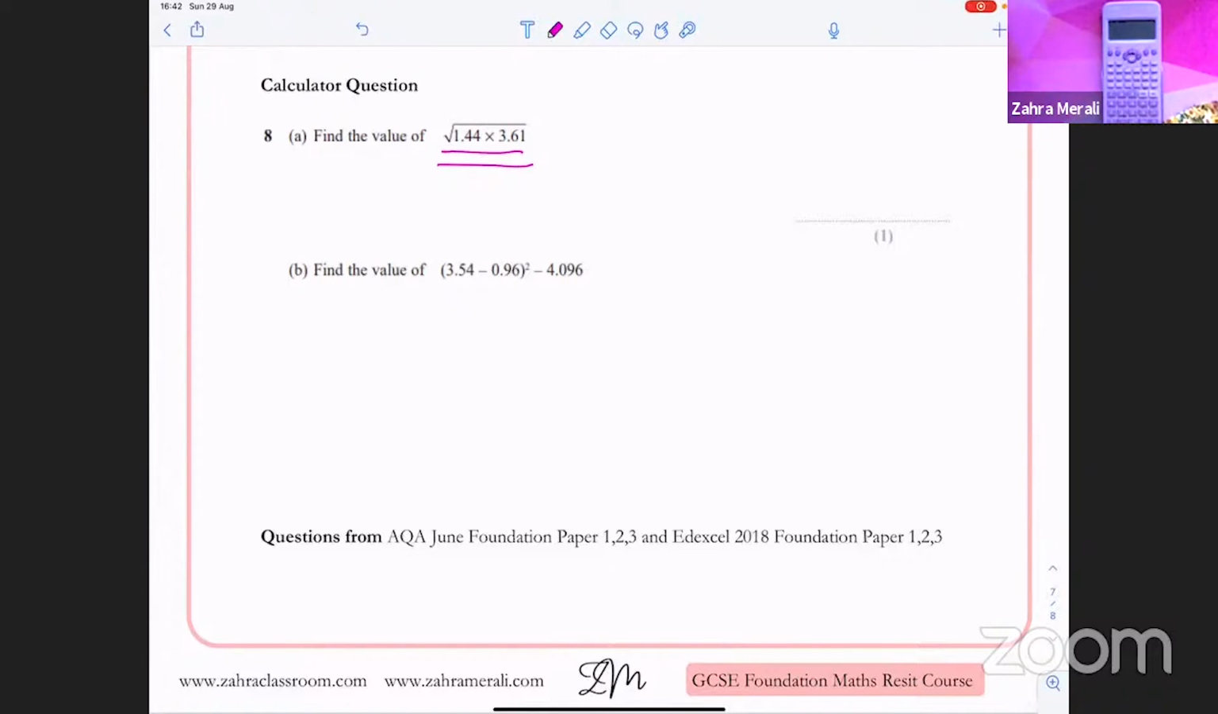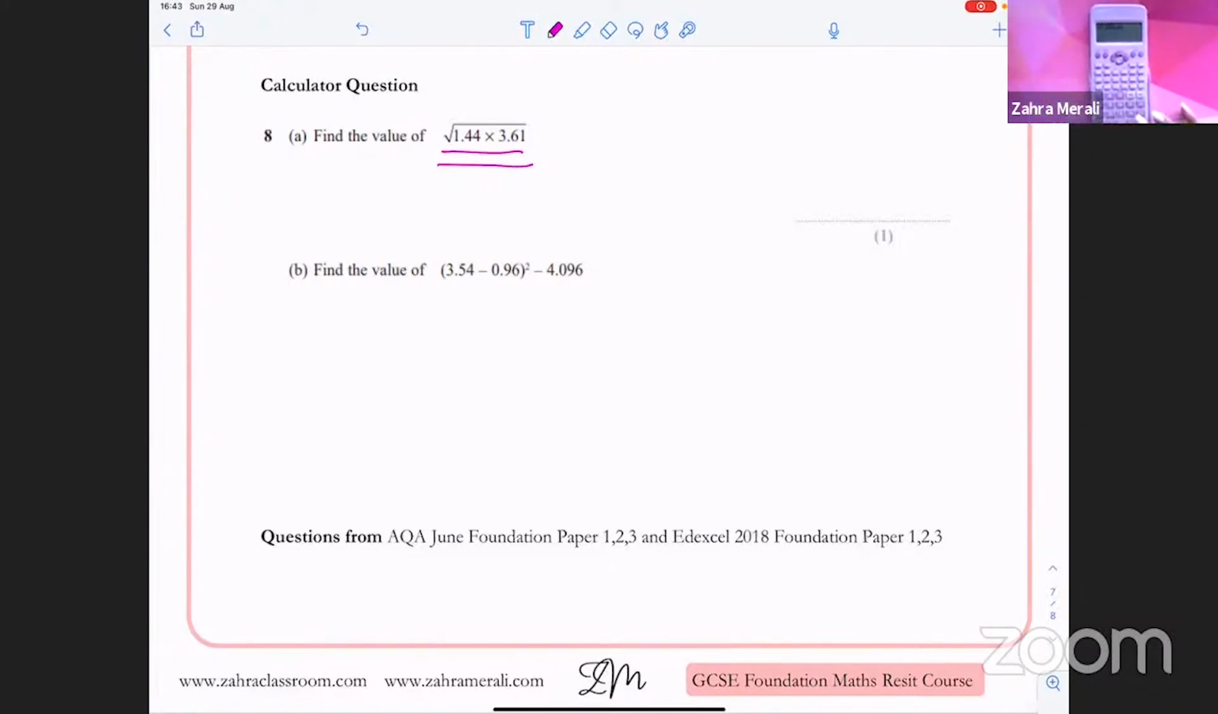Okay, so hopefully this is the calculator you have. It doesn't have to be in pink, obviously. So we're going to try scroll down. You're going to write square root button, and you want yours to look exactly like that. 1.44 times 3.61. Your calculator display should look exactly as what it tells you in the question before you hit the equal sign. If it doesn't, then you're going to get the wrong answer.